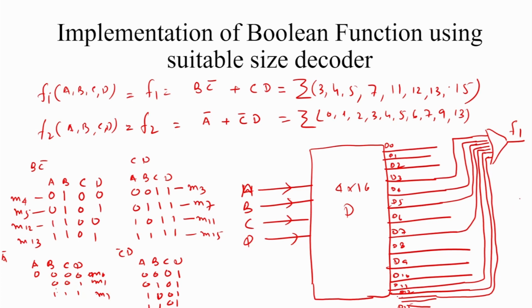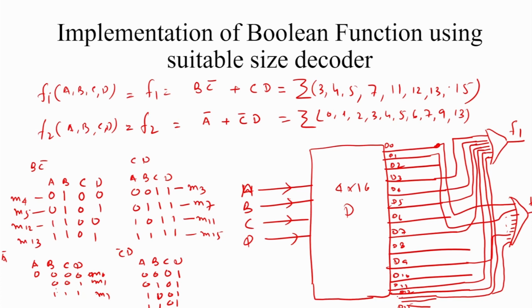For F2, there are 9 inputs. 0 is taken from here, then 1, 2 and so on, and the last ones are 9, taken from here, and 13, taken from here. In this way there are total 9 inputs connected through the OR gate, and this represents function F2.